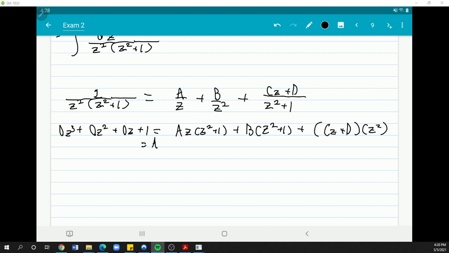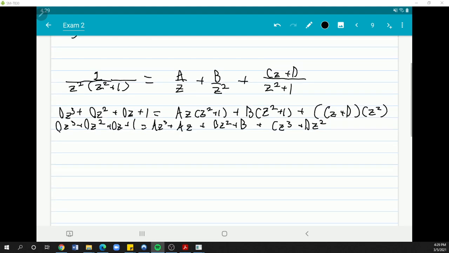But let's go ahead and factor this. So this is az cubed plus az plus bz squared plus b plus cz cubed plus dz squared. And that's it. So how many terms? 1, 2, 3, 4, 5, 6. And that's how many that I have. And so I can copy this down: 0z plus 1.